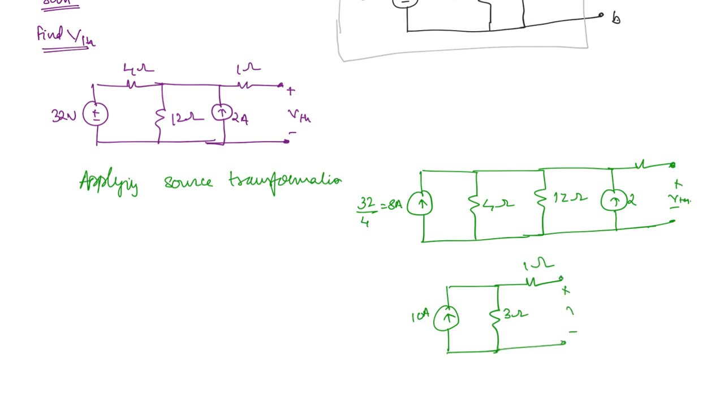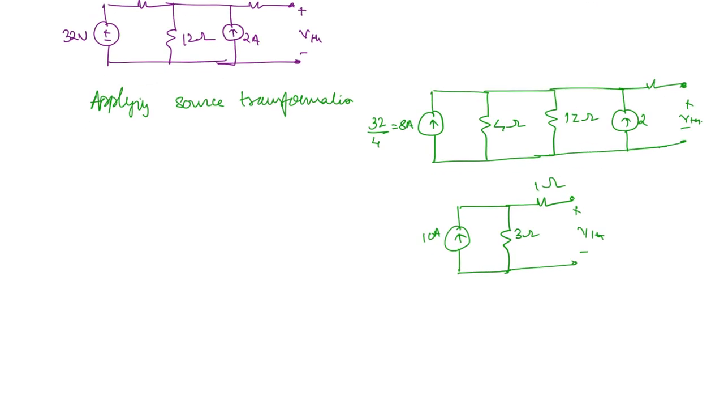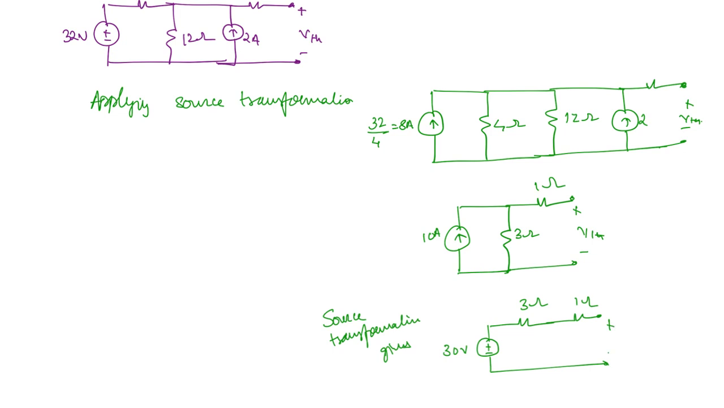Now once again you can apply source transformation. You have a current source in parallel with a resistor. So then what are you going to get here? Again applying source transformation, you're going to get a voltage source whose value is 10 into 3, which is 30 volt, in series with 3 ohm and a 1 ohm resistor. Now it is very simple. It is open circuit, no current is flowing. Then VTH is simply equal to this voltage source. Therefore VTH is equal to 30 volt.